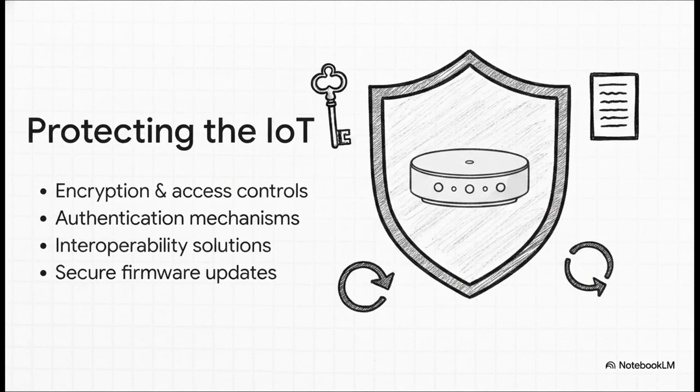But as you can imagine, with great connectivity comes great vulnerability. Security in IoT absolutely cannot be an afterthought. It has to be secure by design. When you have billions of connected devices, you have billions of potential attack surfaces for malicious actors. It is so vital to implement strong encryption for data while it's in transit, rigid access controls, strong authentication, and reliable systems for delivering secure over-the-air firmware updates. We also have to constantly overcome interoperability issues, basically making sure devices from entirely different manufacturers can communicate securely without creating weak links in the chain.